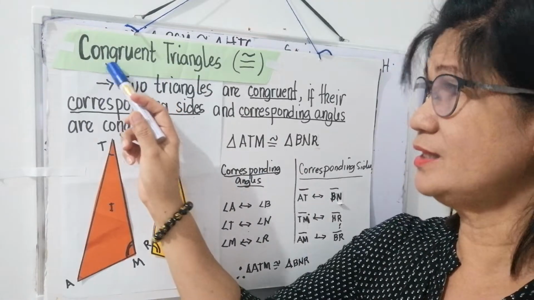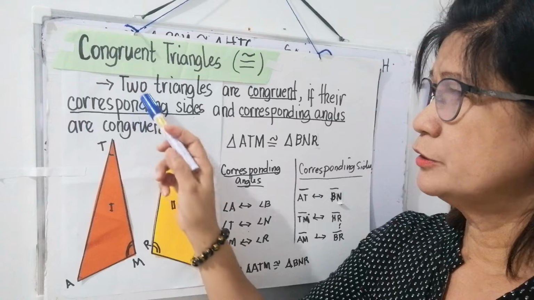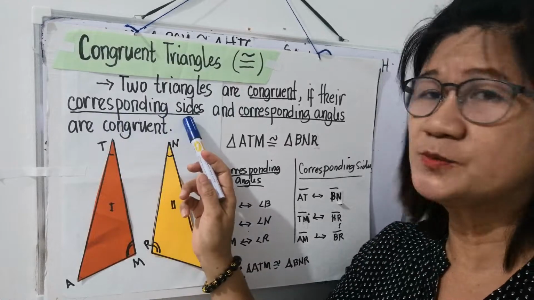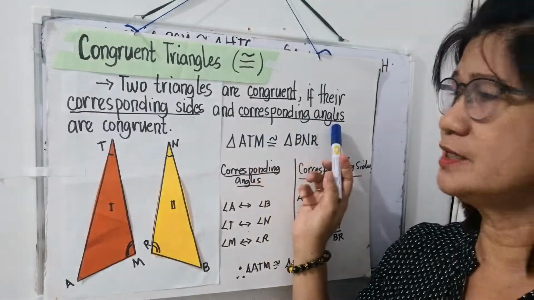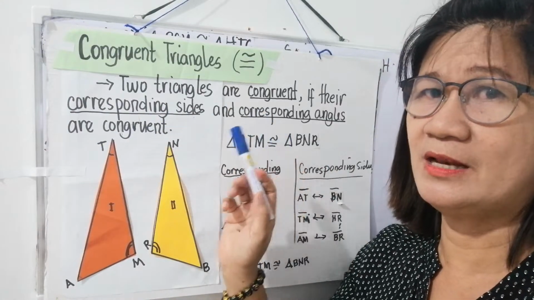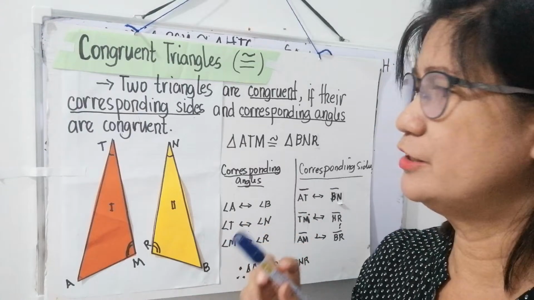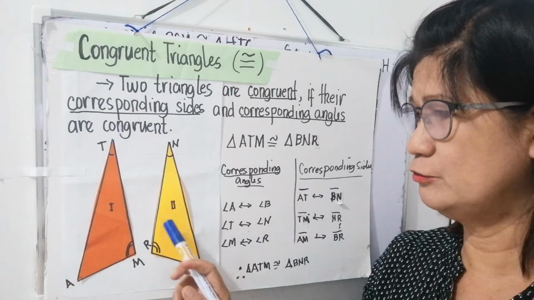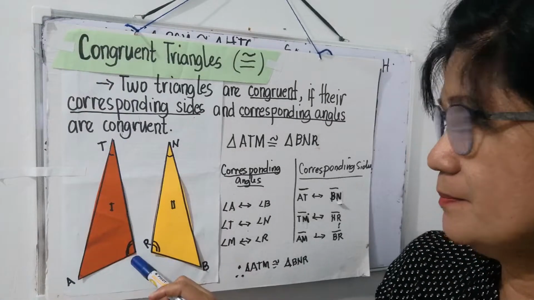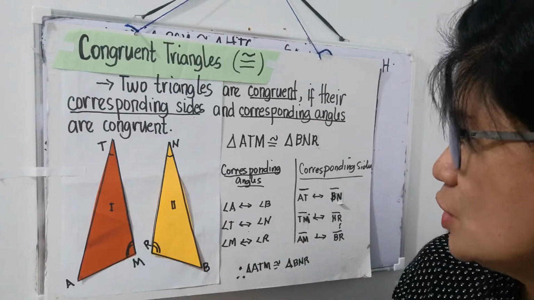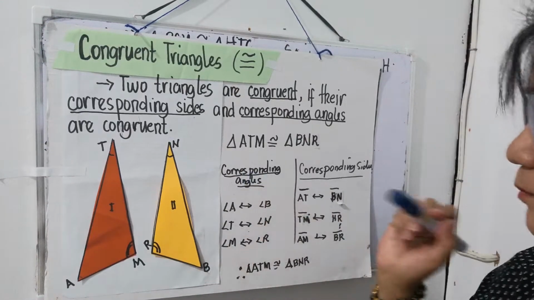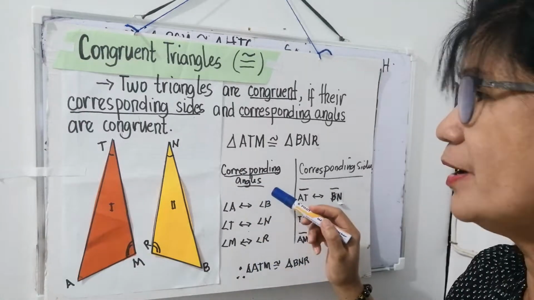Okay, let's define what congruent triangles are. Two triangles are congruent if their corresponding sides and corresponding angles are congruent. So, sana naiintindihan yung ibig sabihin niyan, no? So, let's take the first example. Look at these two triangles. Triangle ATM is congruent to triangle BNR. Okay? Now, let's name their corresponding parts.